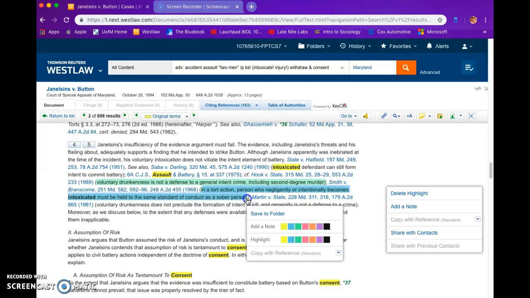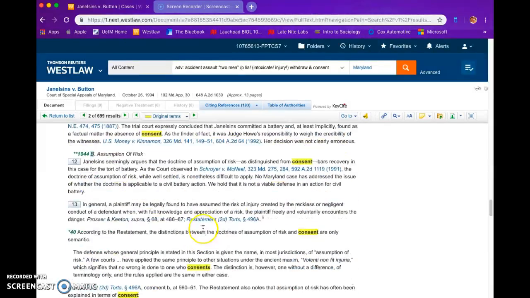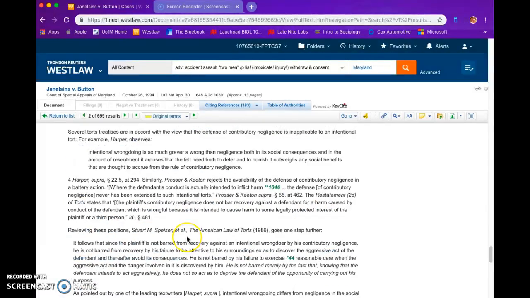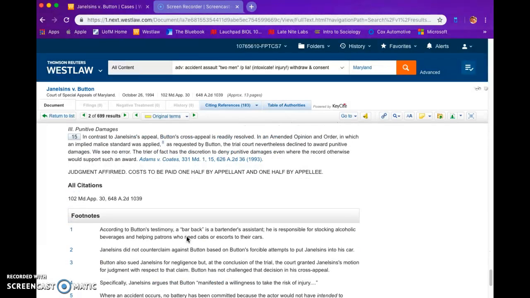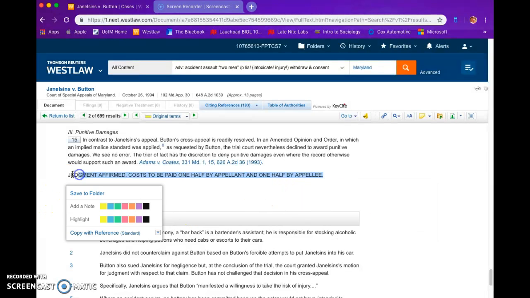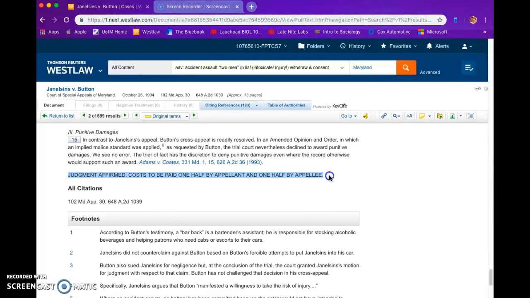And with this particular case of Janelson versus Budden, the appeals court agreed with the trial court and affirmed it. And what does it say? Right in here, judgment affirmed, costs to be paid one half by the appellant and one half by the appellee. That's pretty much my conclusion on this.